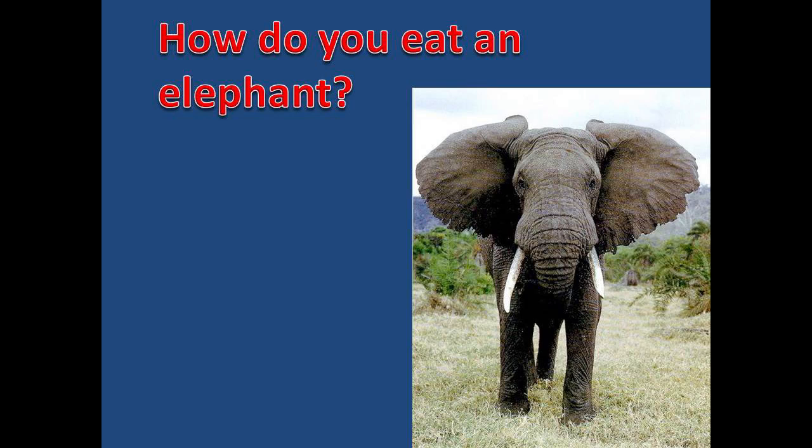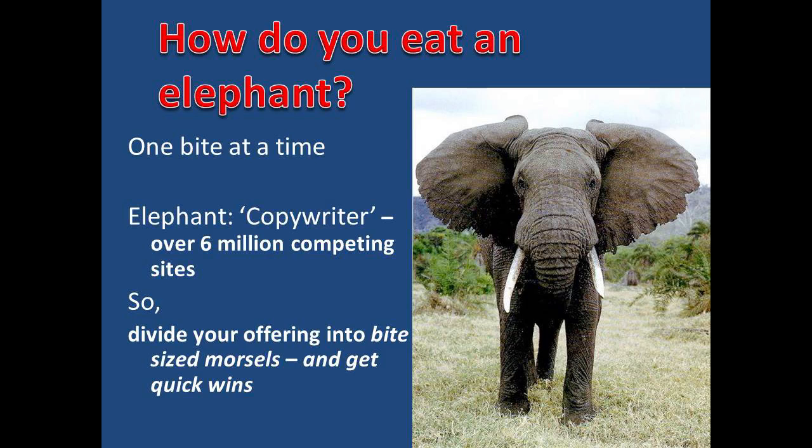Moving on, I'd like to ask you now, how do you eat an elephant? How do you eat an elephant? The answer is a bite at a time. So whenever we're overwhelmed with the scale of a task, it can be useful to break things down into bite-sized chunks. The word copywriter competes with over 6 million different sites. It could take a couple of years to succeed with a search term like that. So the thing to do is to divide your offering into bite-sized morsels and get some quick wins. You're looking for quick revenue.